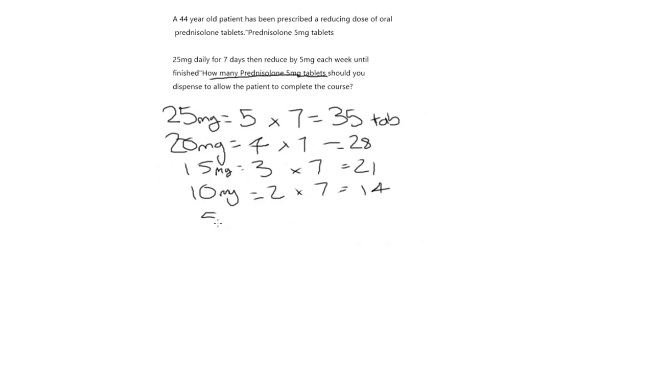And then we got 5 milligrams. This is going to be the final week, because he can't reduce anymore, right? He has to reduce by 5 milligrams each week. If he reduces 5 milligrams, then it's basically over. This is the part, don't complicate this. After this, it's finished. So that's going to be 1 times 7. And then this is going to be 7, okay?